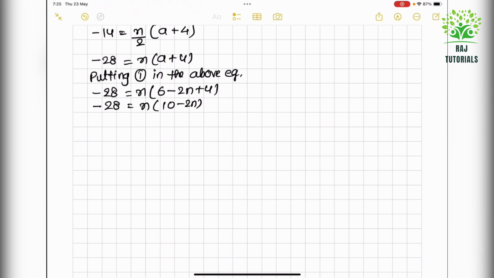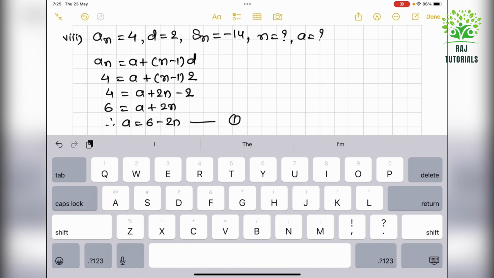So if I open the bracket, minus 28 equal to 10n minus 2n square. So I can say 2n square minus 10n minus 28 equal to 0. So dividing by 2, n square minus 5n minus 14 equal to 0. We need factors of minus 14 whose sum is minus 5.